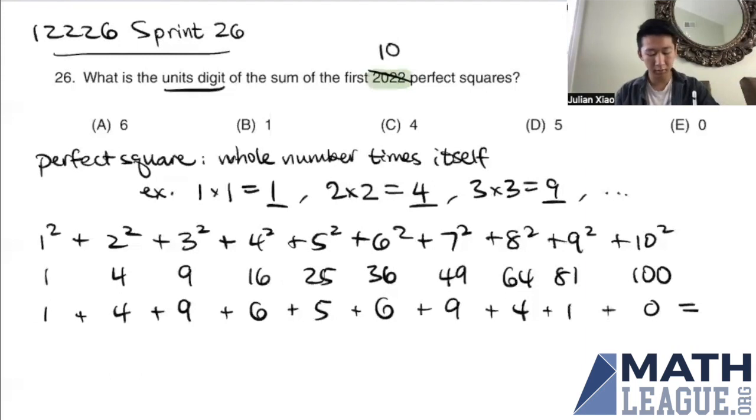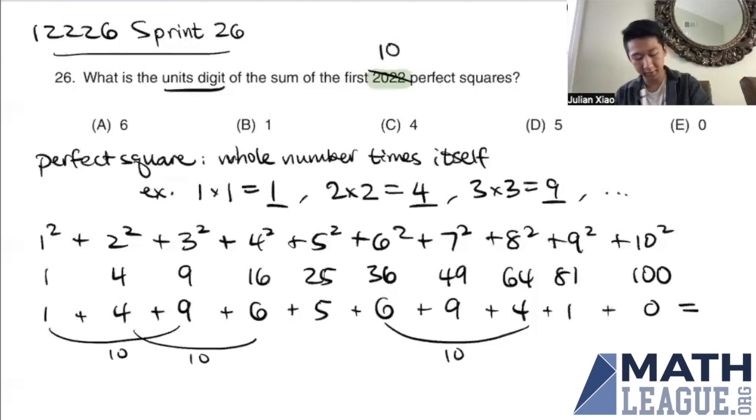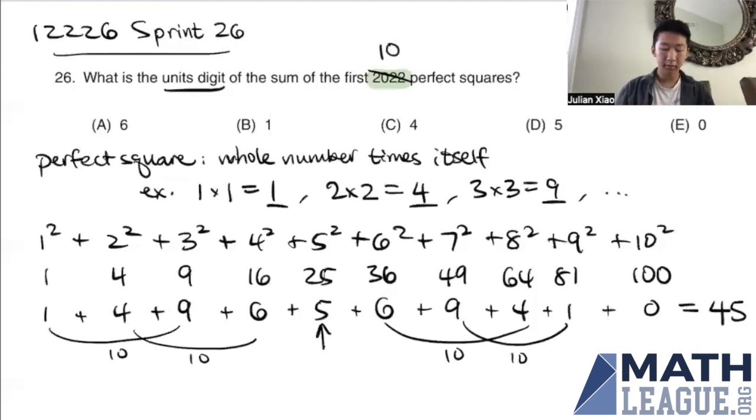So this whole thing on the bottom is equal to 10 plus 10 plus 10 plus 10 plus 5, which is equal to 45. And again, the units digit of that is 5. So this tells me that if I add up the first 10 perfect squares, the last digit is going to be 5. All right, so we got that problem down.